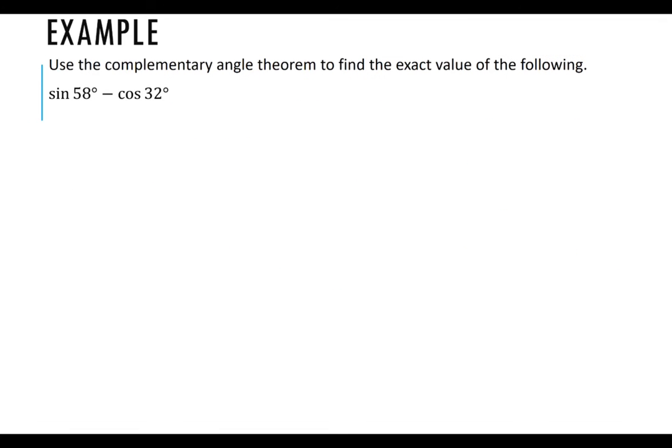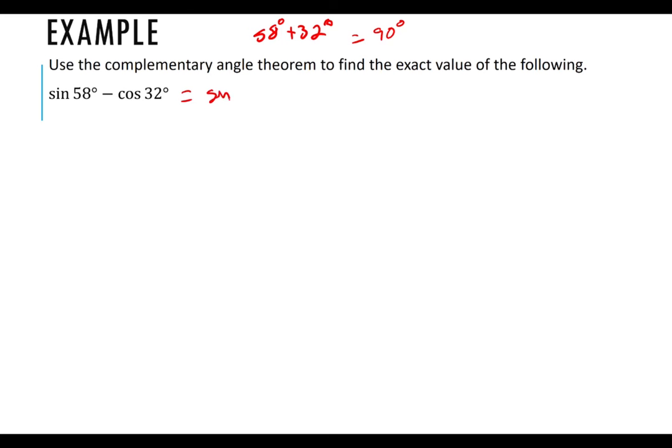Now let's say that we want to use the complementary angle theorem to find the exact value of the following. And so if I have sine of 58 degrees minus cosine of 32 degrees, what's really happening here? Well, what's good to recognize is that 58 degrees plus 32 degrees is 90 degrees, which means that 58 and 32 degrees are complementary, which means that I can play a trick here.